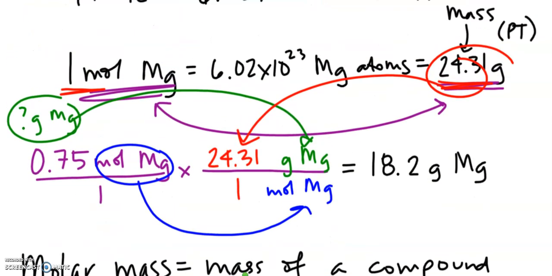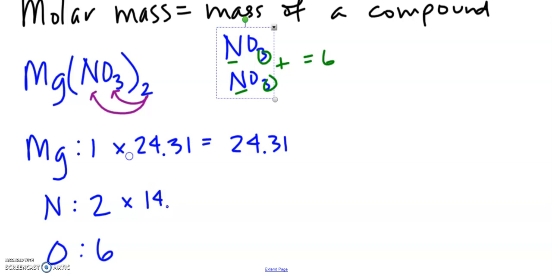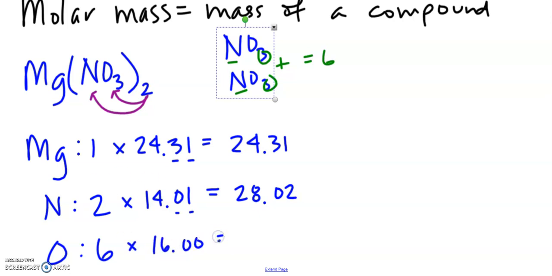My mass of magnesium, which we just did up here, is 24.31 for each individual one, and we only have 1 of them. So there's all the magnesium. Nitrogen, if I look it up on the periodic table, is 14.01. We're always going to round these to the hundredths place, 2 digits after the decimal. So 2 times 14.01 is 28.02. That's the mass of all the nitrogen. And oxygen is 16.00, so 16 times 6 is 96.